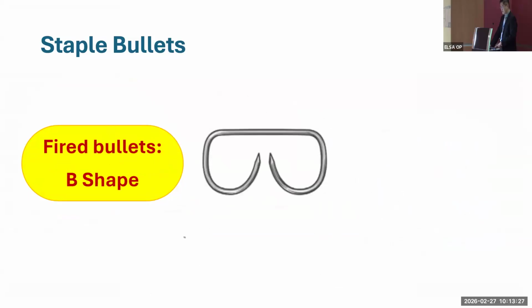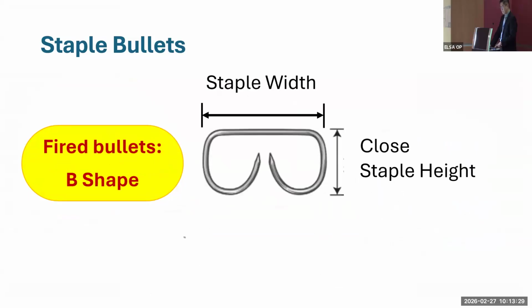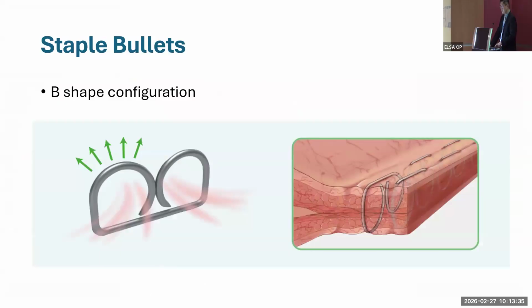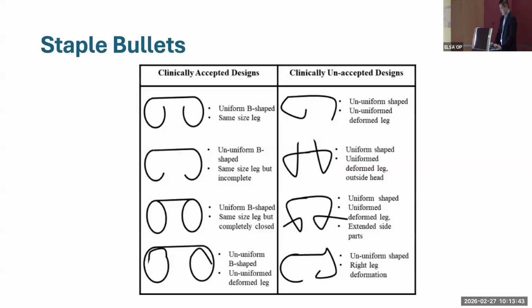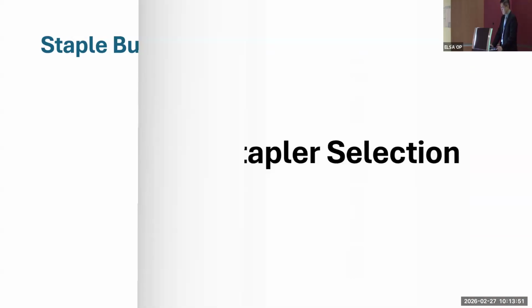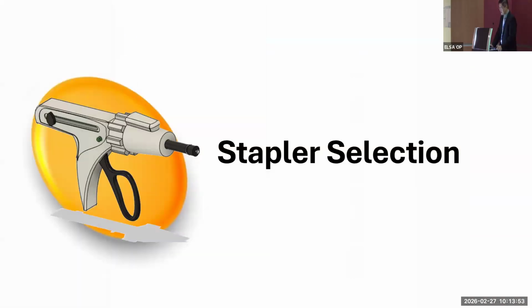If it's stapled, it should be a V shape. And the V shape is important. The configuration of the V shape is important to make sure that the tissue is held together properly. Not all V shapes will be accepted. There are accepted V shapes and not accepted V shapes that we need to know. Next is about stapler selection.